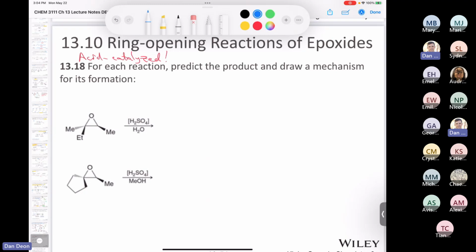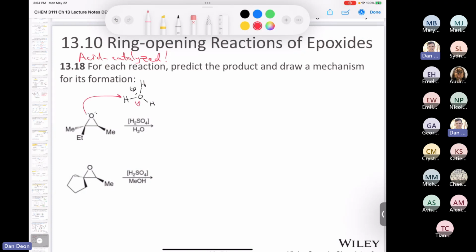It says draw a mechanism for the formation. So let's take a look here. The first step is we have our sulfuric acid. You know what? I'm going to draw a simplified version of this mechanism and just, I was going to draw H+. I can't do it. I can't bring myself to do it in front of you guys. Everybody's watching, so I'm too embarrassed to make a shorthand.